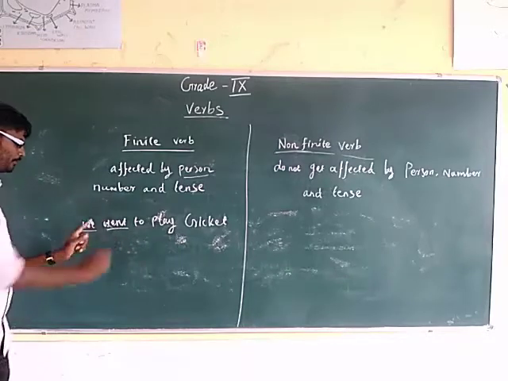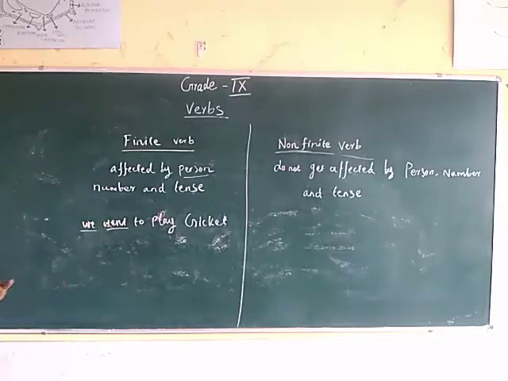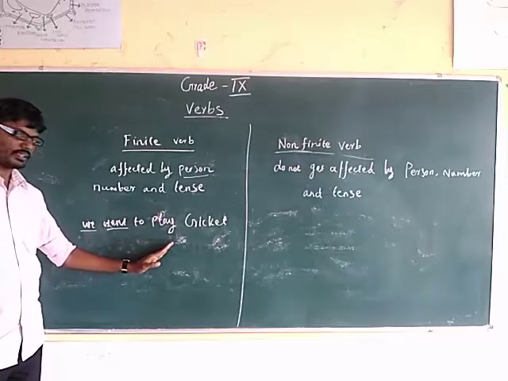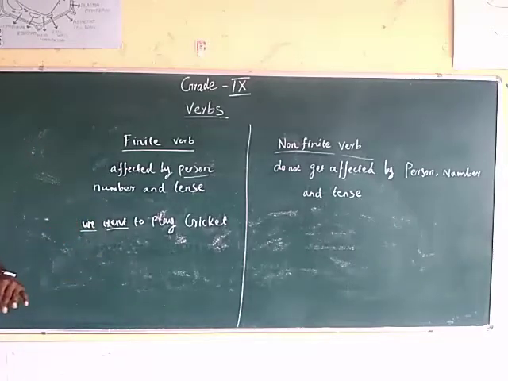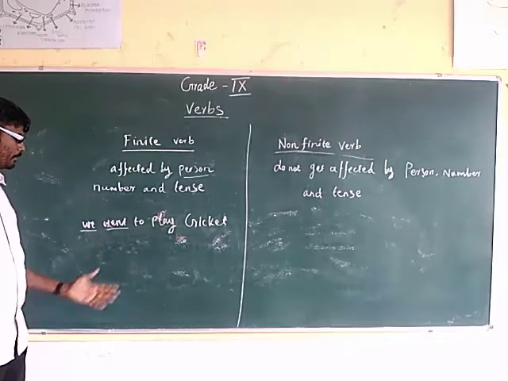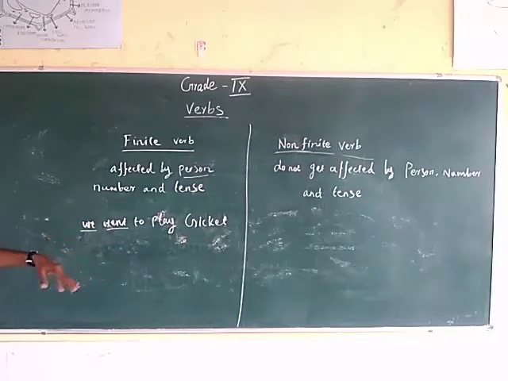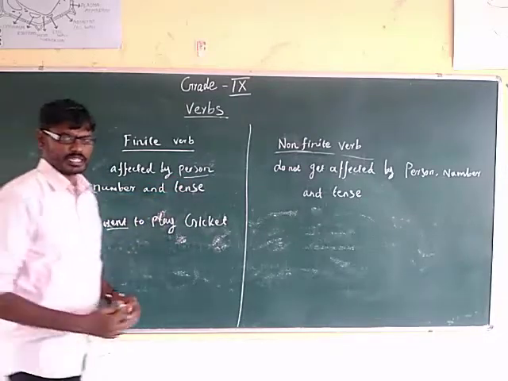If you change the tense of the main verb, now this verb went is in past tense. If you change the tense, we go to play cricket. It gives meaning, so it does not affect the sentence. If you change the person, this is first person plural, we went to play cricket. If you change the person, I went to play cricket. Number, they go to play. So does it affect the person, number and tense?